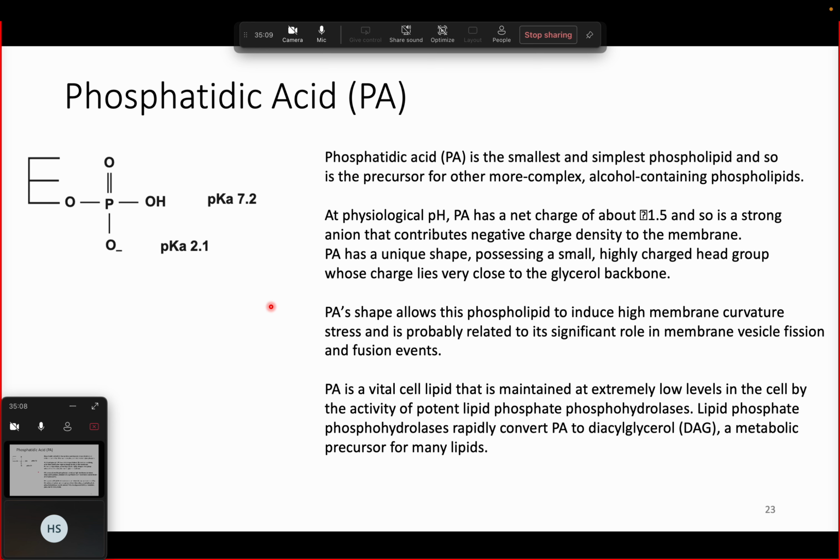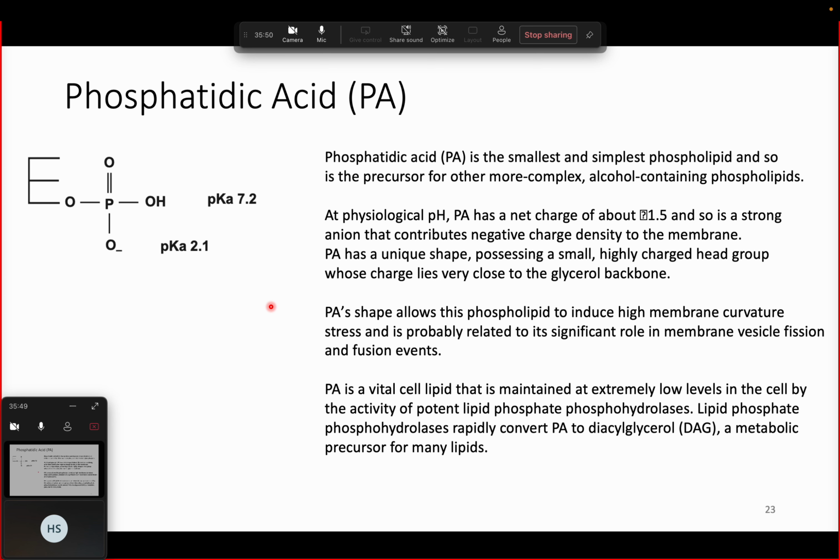PA is a vital cell lipid that is maintained at extremely low levels in the cell by the activity of potent lipid phosphate phosphohydrolases. Lipid phosphate phosphohydrolases rapidly convert PA to diacylglycerol, a metabolic precursor of many lipids. As I have mentioned, PA is the simplest form of phospholipid, it will act as a precursor for other lipids. So PA is generally not maintained at a very high level in the cell. It is generally converted into DAG, and this DAG is further responsible for generating multiple types of lipids.